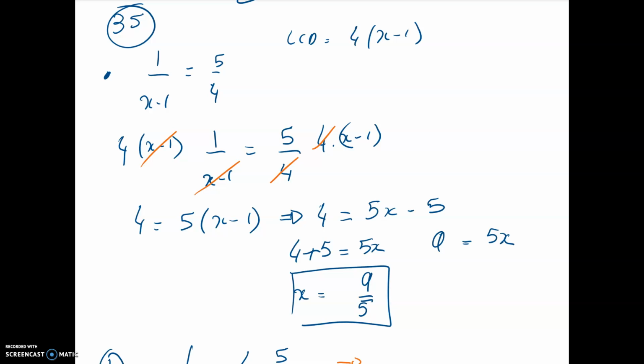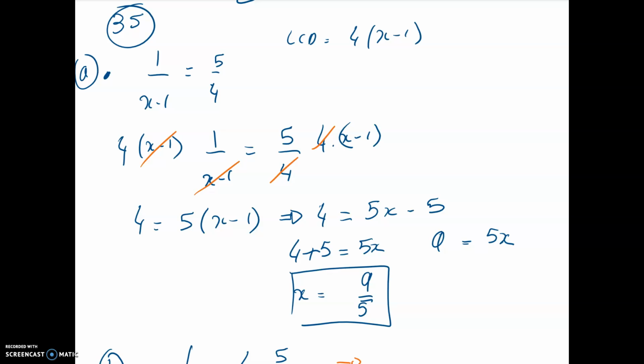All right, so in this problem number 35, the question A is 1 over x minus 1 equals 5 over 4. We just need to solve this equation. So we need to find the LCD. The LCD is going to be 4 times x minus 1, for the same reason that I previously said, to know how to define the LCD.